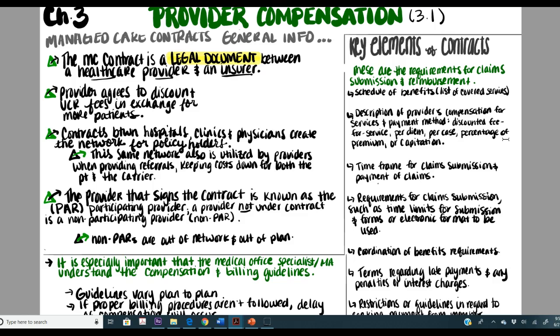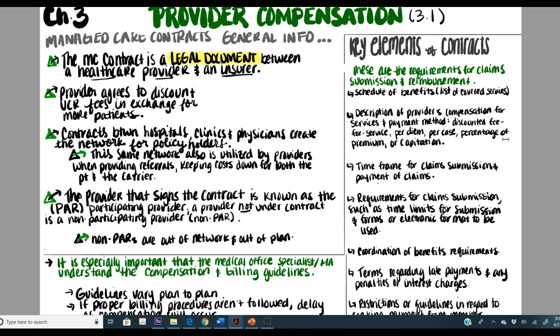Requirements for claim submission, such as the time limits for submission and the forms or electronic format to be used. So do we only have 30 days to submit those claims after the procedure has been performed? Do we have 6 months to submit those claims after the procedure has been performed? Things like that. Coordination of benefits requirements. We're going to talk about coordination of benefits in a couple of slides, so we'll talk about that a little bit more in a few minutes.